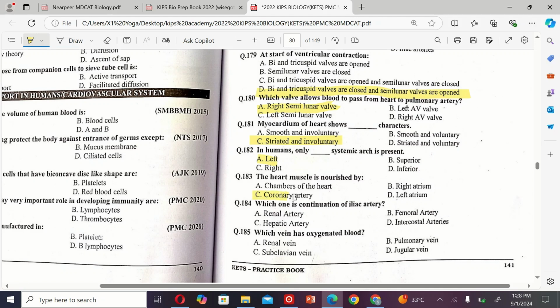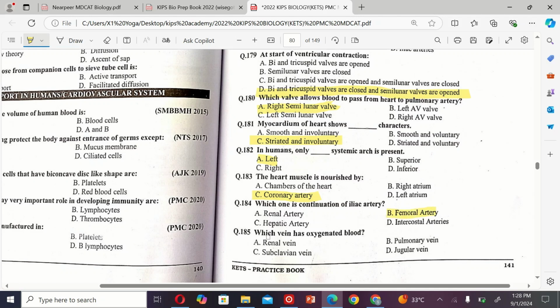Coronary artery. The next MCQ is: which one is the continuation of the iliac artery? A. Renal artery, B. Femoral artery, C. Hepatic artery, and D. Intercostal artery. So the correct option is B. Femoral artery.